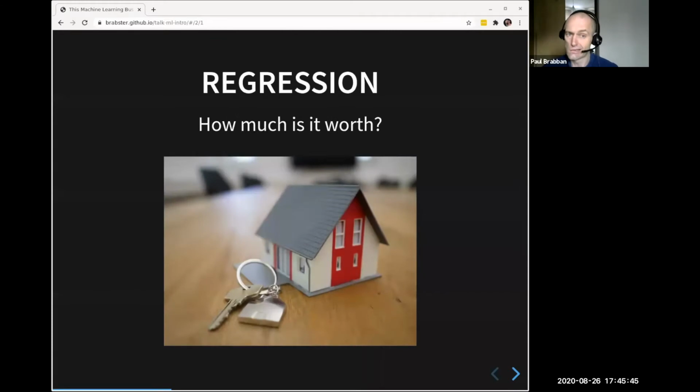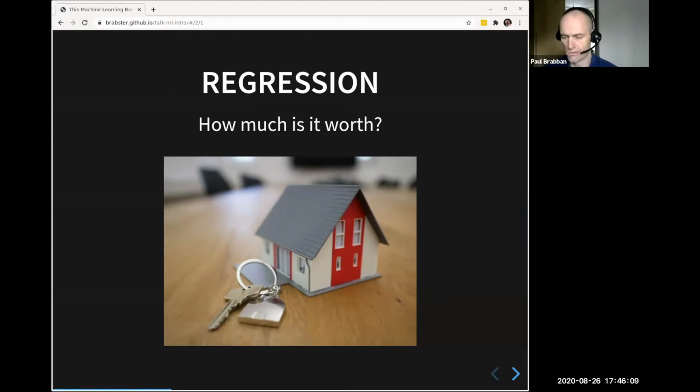The other basic task is regression, which I didn't know what that meant until I started doing machine learning stuff, because I called it something different. But it's basically, instead of trying to figure out what class an object is in, we figure out the value of something. So if you took your house and you wanted to know how much it would be worth if you sold it, that would be a regression problem because you're trying to predict a number rather than a class.